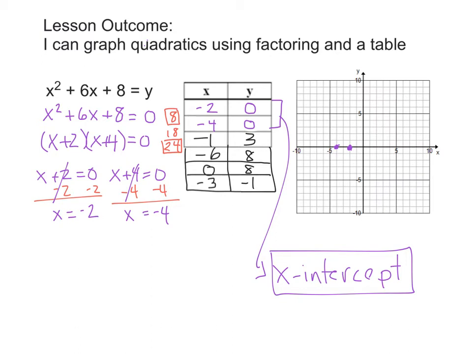Negative 1, 3. So negative 1 on the x-axis and 3 on the y-axis. Negative 6 on the x-axis and 8 on the y-axis. 0 on the x-axis, 8 on the y-axis, and lastly, -3 on the x-axis and -1 on the y. So once again, we can see the shape of the parabola formed by these points in our table, and that parabola will look something like that.